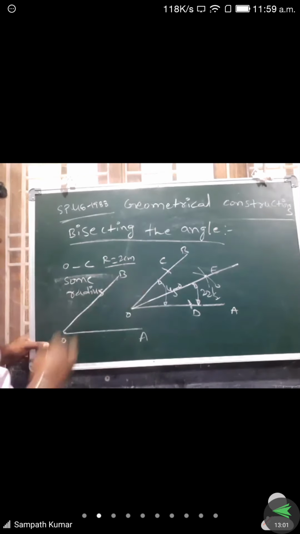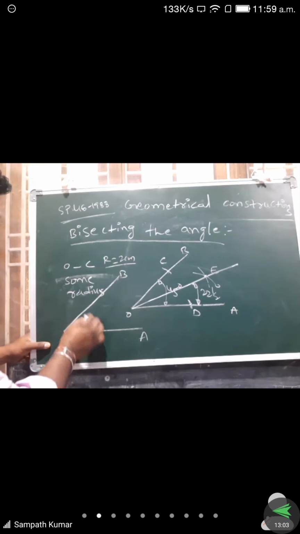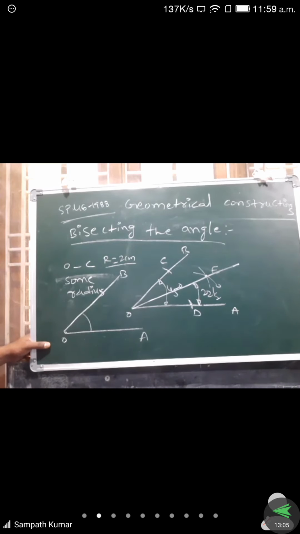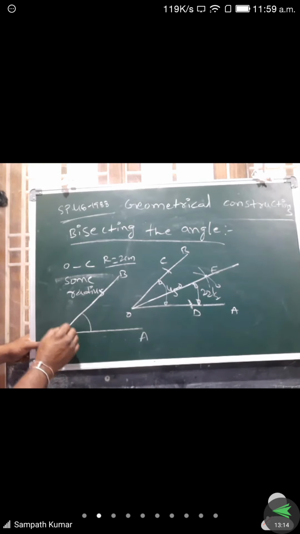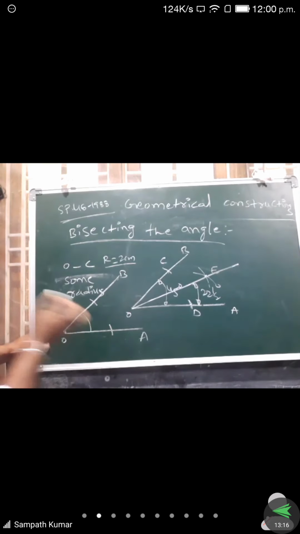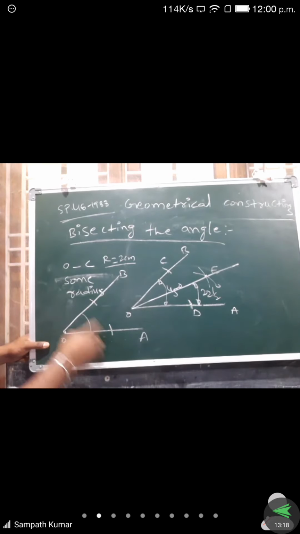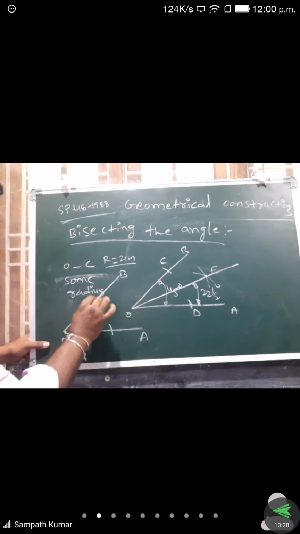Okay, this angle, put it by using a protractor or dropper. Then we have to measure and bisect the angle 45 degrees. Then we have to take O as a center, some radius, and draw the arcs on OA and OB. The intersection points are C and D.